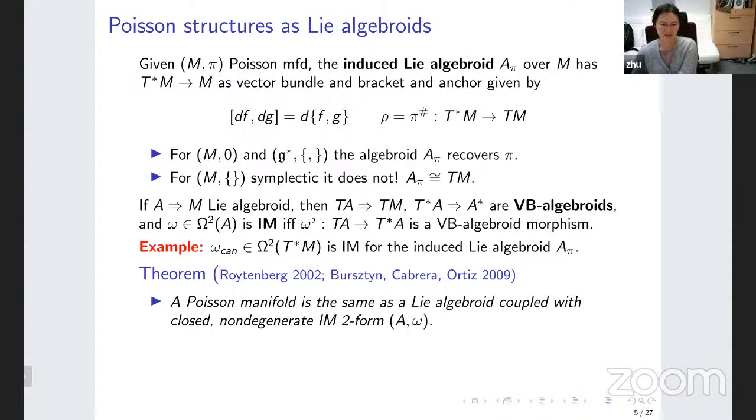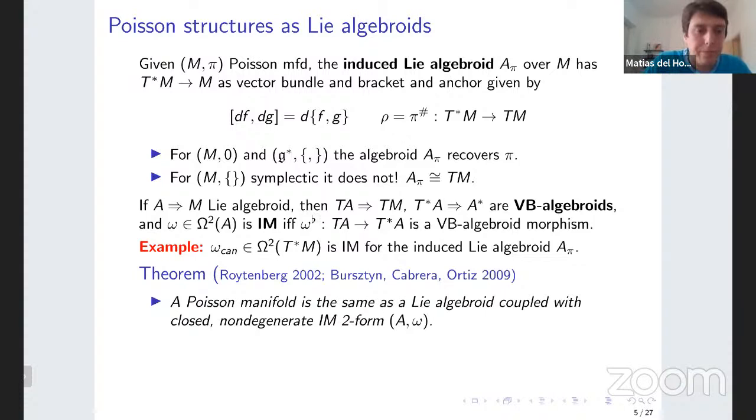The point is that the global counterpart of algebroids are groupoids, and asking for a two form to induce a morphism of groupoids from the tangent to the cotangent turns out to be equivalent to asking that the two form is multiplicative in the cohomological sense, let's say. These two things are equivalent. So that's why we are calling this IM, because it's an infinitesimal counterpart of the cohomological notion of multiplicative forms. Okay?